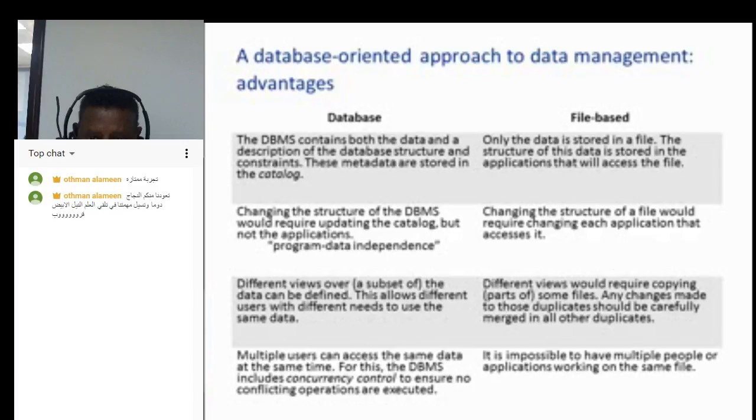Databases are also more and more used in a distributed environment. Databases will typically become more and more accessible in a World Wide Web environment on the internet. That means that we should have facilities for concurrent access. Right? Multiple users should be capable of simultaneously accessing the data in the database. Well, for this, DBMSs will include facilities for concurrency control to ensure that no conflicting operations are executed.